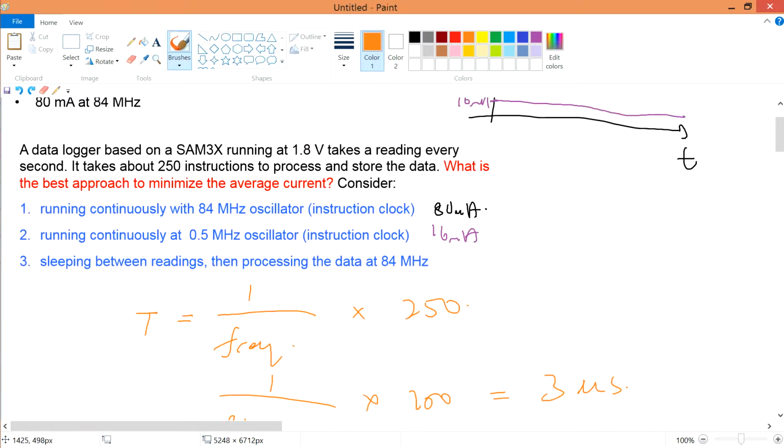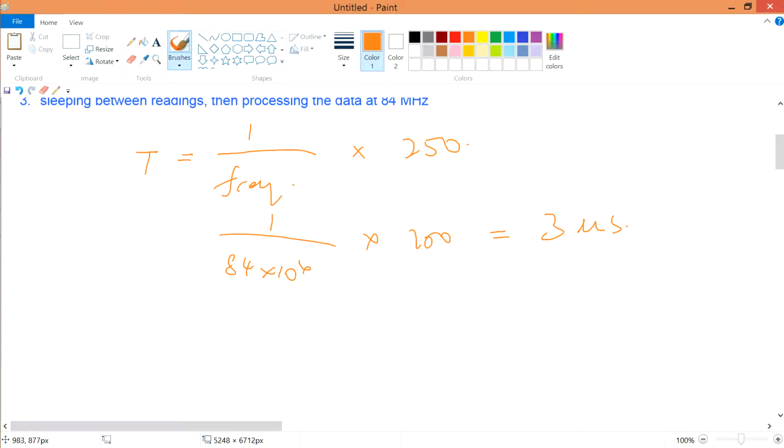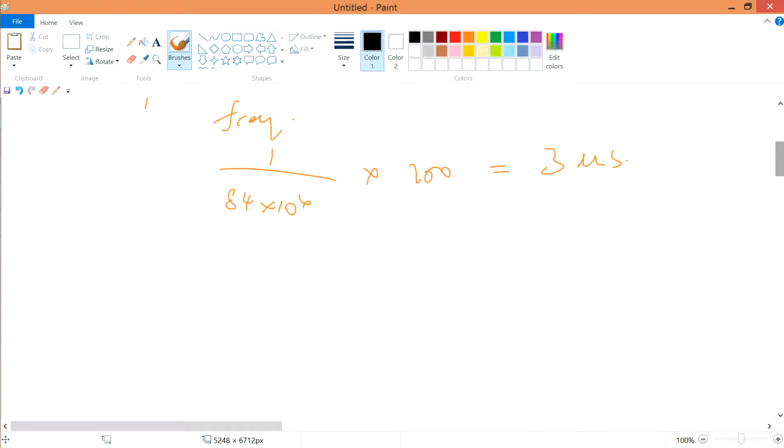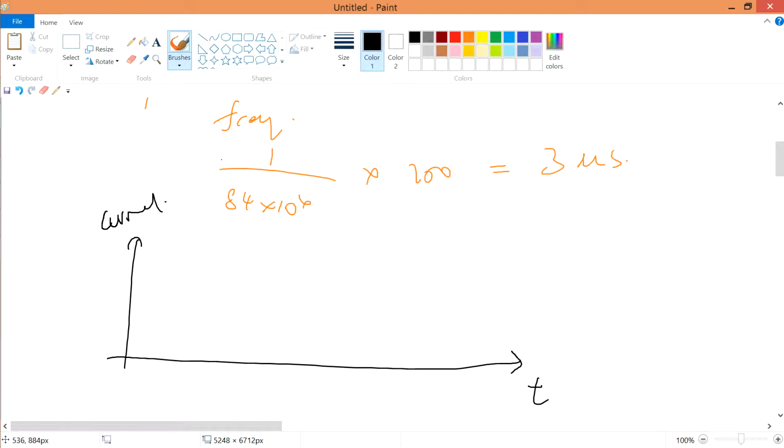So how can we visualize this thing? I'll just simply draw out the graph. This is your time, this is your current. Firstly you can take in 250 instructions, and for 250 instructions you actually use about 3 microsecond. I'm going to be very exaggerating. So this over here is your 3 microsecond.